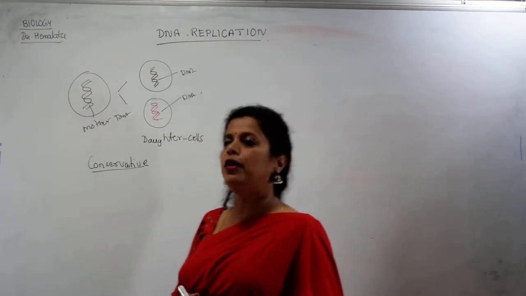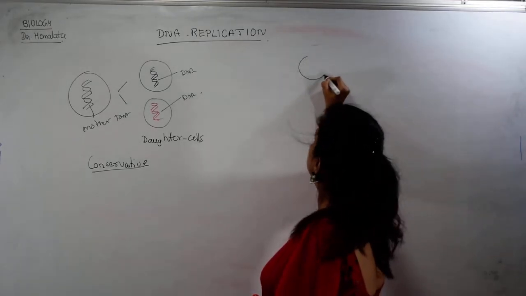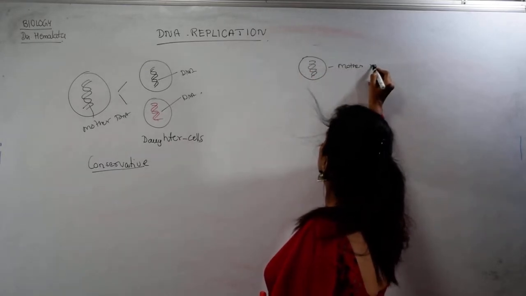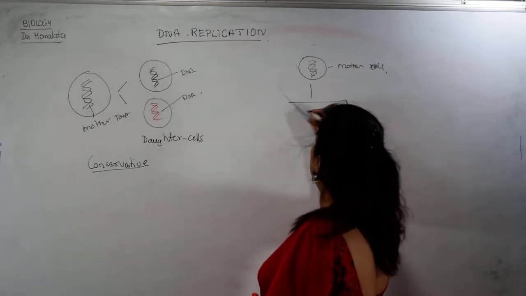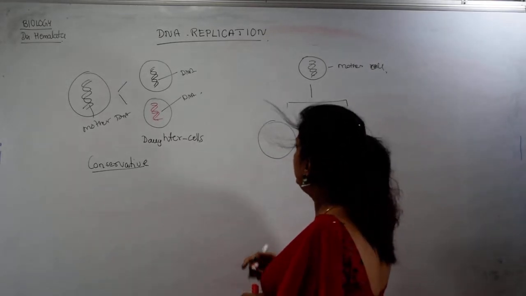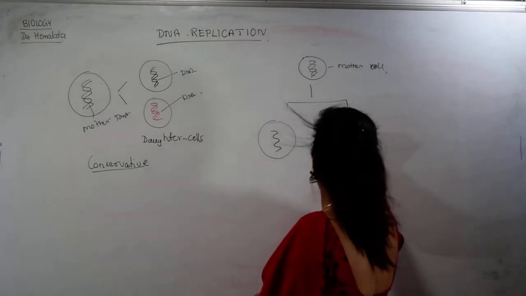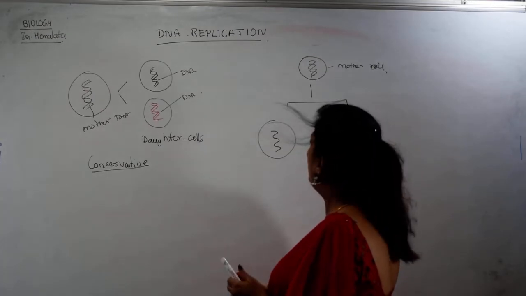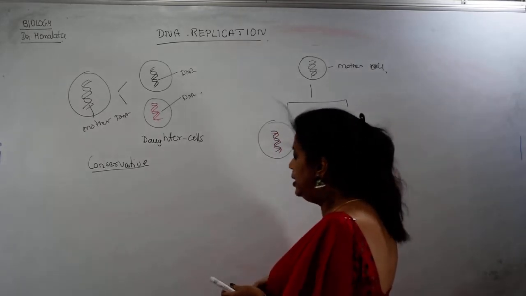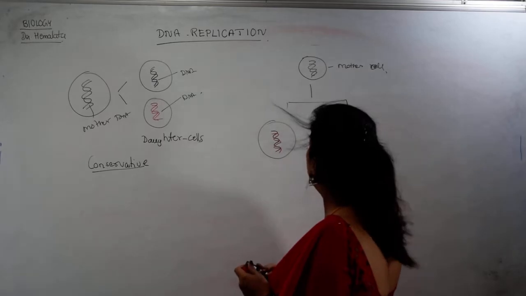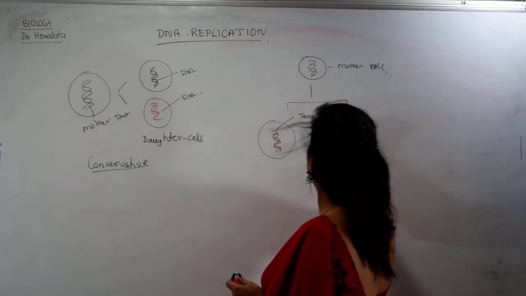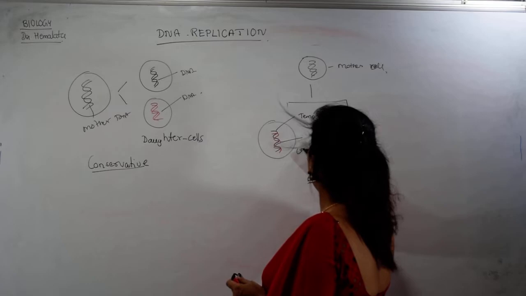But later Watson and Crick proposed another method of replication. Imagine this is a double stranded DNA, the mother DNA. Whenever it divides into two daughter cells, according to the second type, each daughter cell will get one strand of the mother DNA and one newly formed strand. This is a new DNA. The mother DNA strand is called the template strand, and the newly formed one is called the complementary strand.